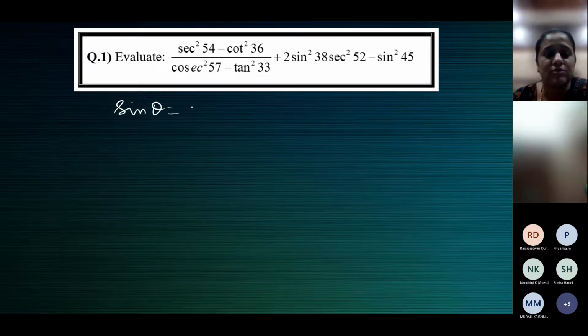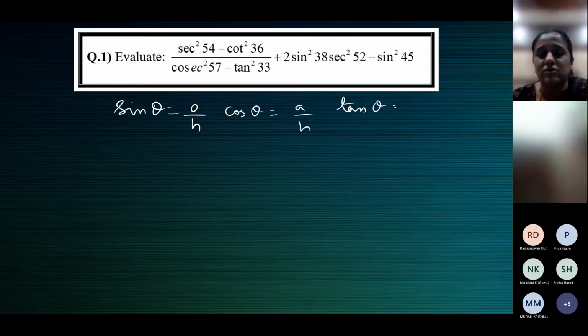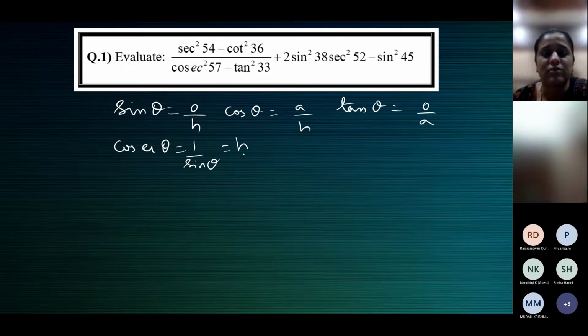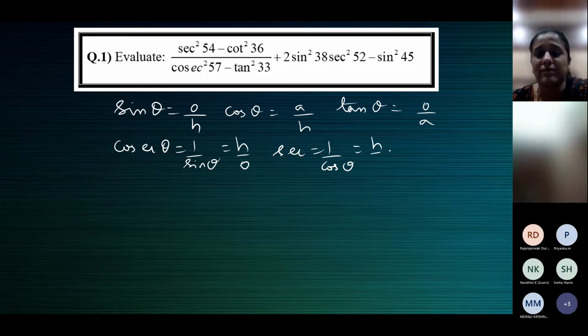Sine theta is equal to opposite by hypotenuse. Cos theta is equal to adjacent by hypotenuse. Tan theta is equal to opposite by adjacent. Cosecant theta is the reciprocal of sine theta, 1 by sine theta. It's hypotenuse by opposite. Secant theta is a reciprocal of cos theta, that is hypotenuse by adjacent. And cot theta is the reciprocal of tan theta, equal to adjacent by opposite.